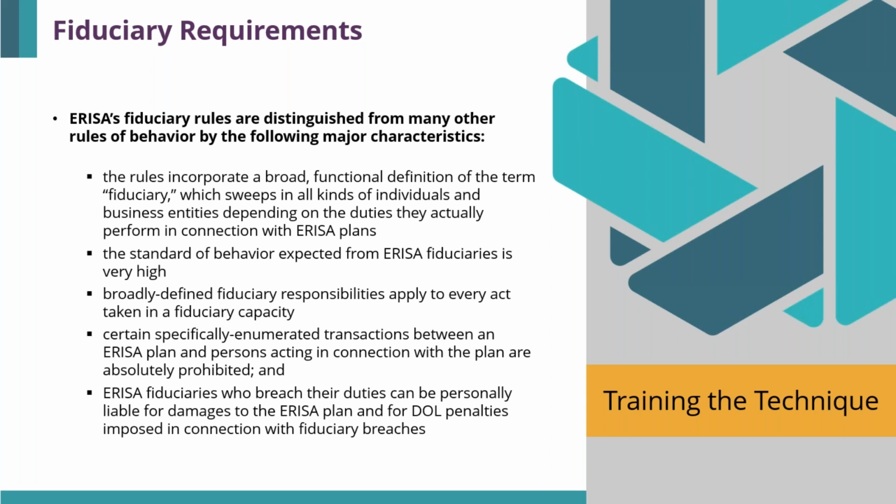And again, ERISA fiduciaries who breach their duties can be held personally liable for damages to the ERISA plan and for the DOL penalties imposed in connection with fiduciary breaches. That means if corporate officers have discretion under the plan, they could be held personally liable if benefits that are promised weren't delivered. Sometimes I see this in a situation where somebody promises a medical benefit, they don't pay the premium, the benefits are not provided, and all of a sudden the plan participants and the DOL go after the employer and the corporate officers.